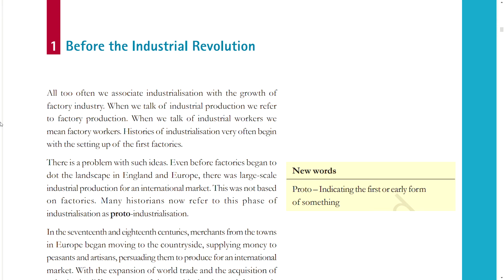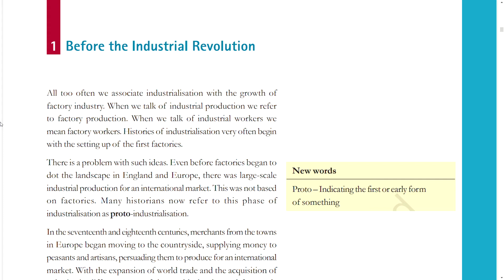1. Before the Industrial Revolution. All too often we associate industrialization with the growth of factory industry. When we talk of industrial production, we refer to factory production. When we talk of industrial workers, we mean factory workers. Histories of industrialization very often begin with the setting up of the first factories.